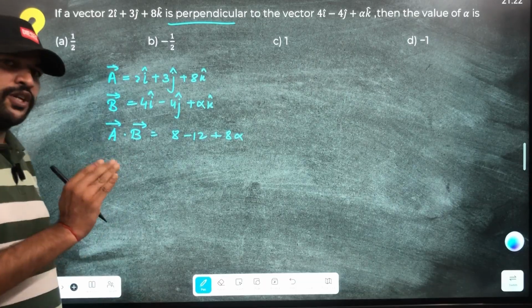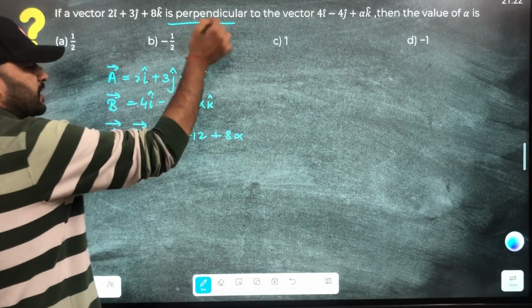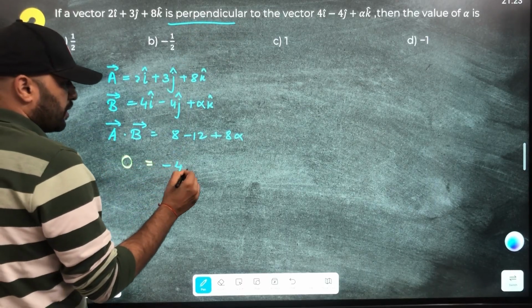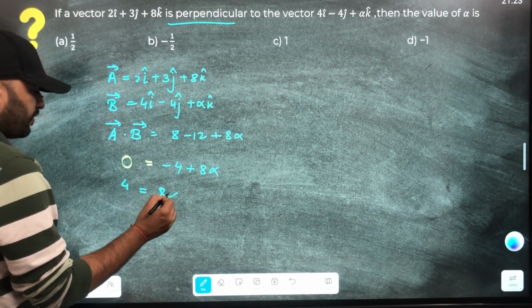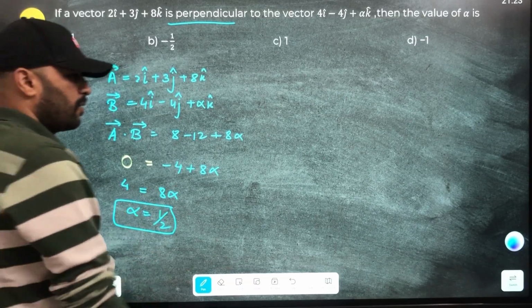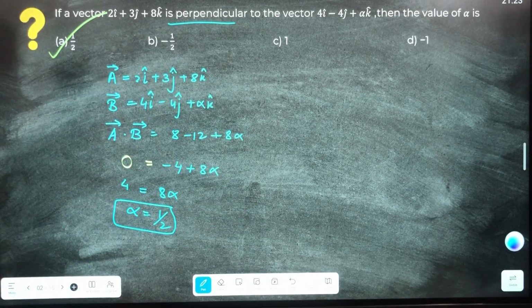Be careful, cross product we will see in the next chapter. So here this dot product has to be what? 0, because it's perpendicular, right? So 8 minus 12 minus 4 plus 8α. Let's take this minus 4 to that side. So 4 equals 8α, and α will be equal to 1/2. 4 by 8 is 1/2. Clear? Is there any option? Yes, option A is correct.